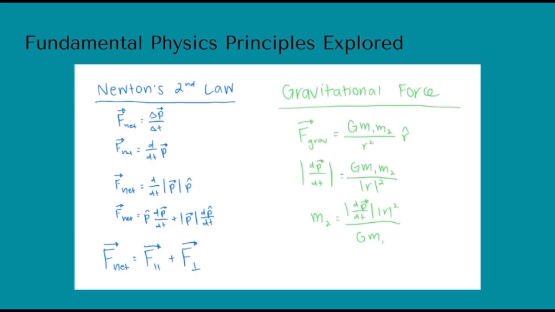Next is the gravitational force between the star and the black hole. By rearranging the equation for gravity, we can find the mass of the black hole in terms of momentum of the star.